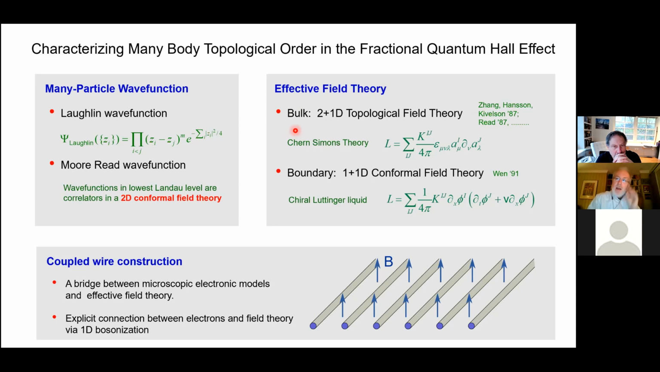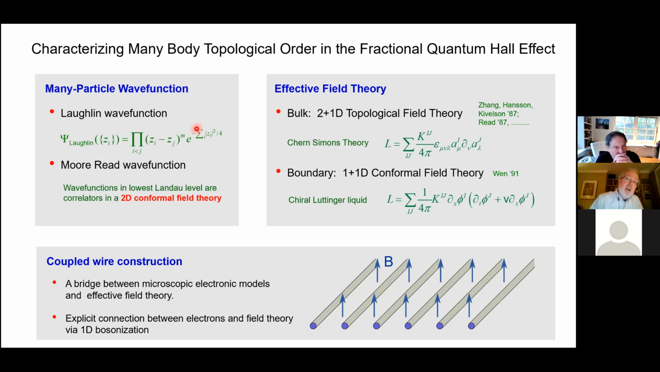So the effective field theory description, as a macroscopic phase of matter, of the fractional quantum Hall effect has the form of a two plus one dimensional topological field theory. In particular, it's a Chern-Simons topological field theory. And now in both the wave function description and the low energy field theory description, there's an important connection to conformal field theory.